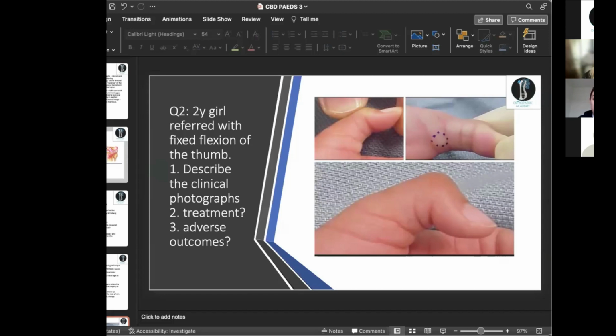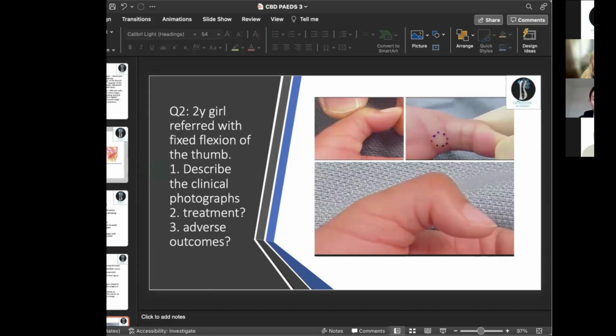bowstringing of the tendon. I will then ensure that the tendon is running freely when I passively extend the interphalangeal joint. And then I'll close the skin and just dress the finger.